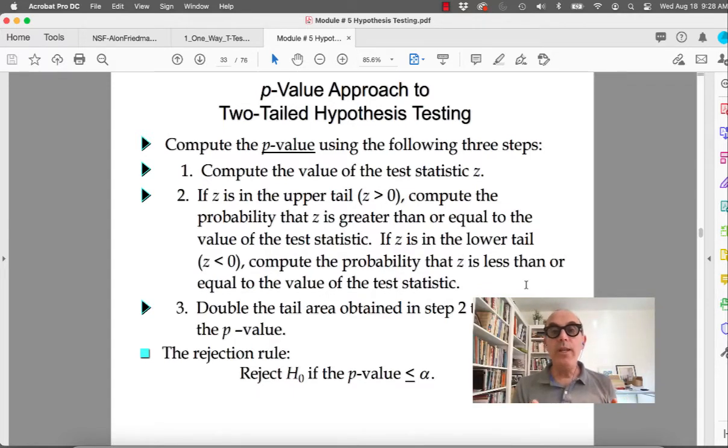To compute the p-value, follow these three steps, shown in another example, a two-tail hypothesis. Step 1, compute the value of the test statistic, the z-score. Step 2, if z is in the upper tail, bigger than 0, we compute the probability that z is greater than or equal to the value of the test statistic. If z is in the lower tail, we compute the probability that z is less than or equal to the value of the test statistic. Step 3, double the tail area obtained in step 2 to obtain the p-value, and then reject the null hypothesis if the p-value is small enough.